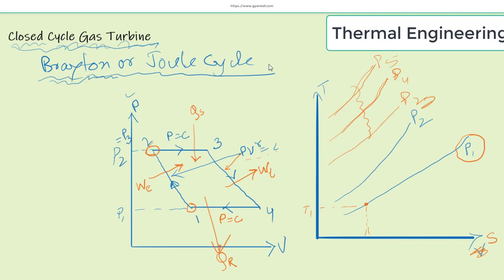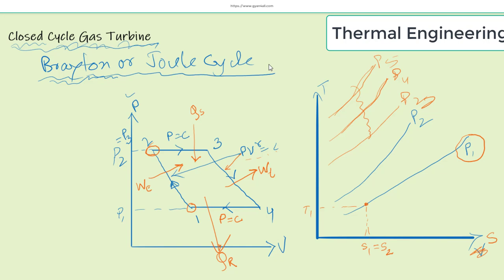And at this position, the entropy is S1. Now from this, the air is compressed isentropically. Isentropic means iso-entropy. That means if it goes to point 2, the entropy will not change. Therefore, S1 is equal to S2. This is called an isentropic process.